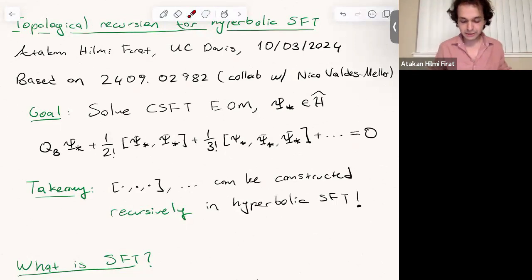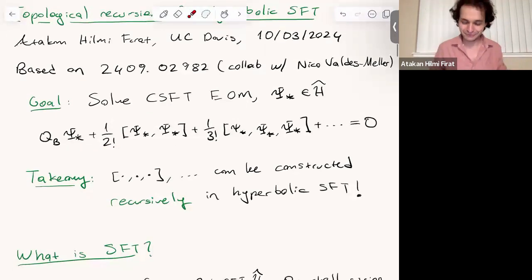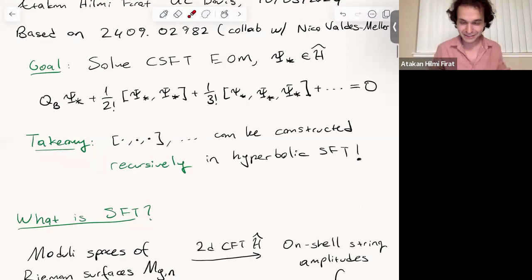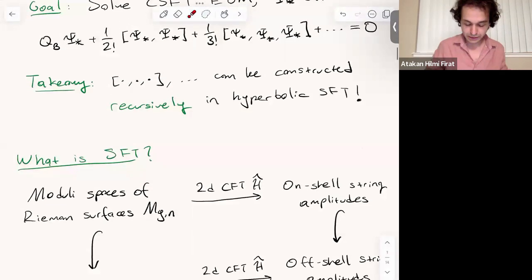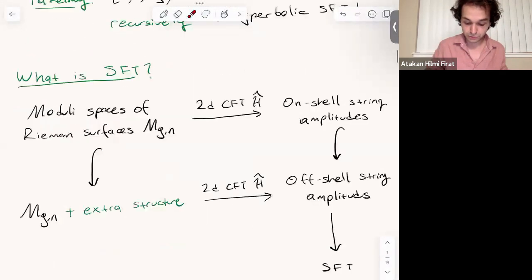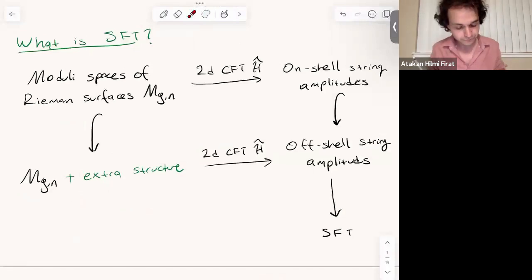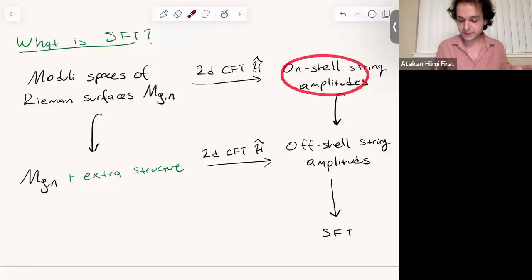Before I do that, let me explain what closed string field theory is. Sorry for the experts for giving this introduction again, but I'm told that I should give it. Okay, let me start with the whole SFT business. The basic idea is that it is some reverse engineered field theory. It's reverse engineered from on-shell string amplitudes in the following way.